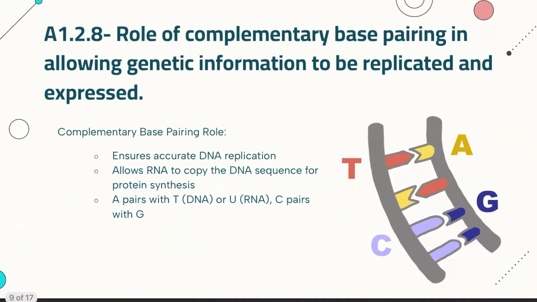The 8th understanding looks at the role of complementary base pairing in allowing genetic information to be replicated and expressed. Complementary base pairing plays a key role in both DNA replication and gene expression. During DNA replication, each strand serves as a template for a new strand, because A always pairs with T, or U in RNA, and C always pairs with G. The sequence of bases is copied exactly, ensuring no genetic information is lost. Complementary base pairing is also important in gene expression. When DNA is transcribed into RNA, the RNA strand forms by matching its bases to the DNA template strand. This process ensures that the correct genetic code is carried to the ribosomes to make protein.